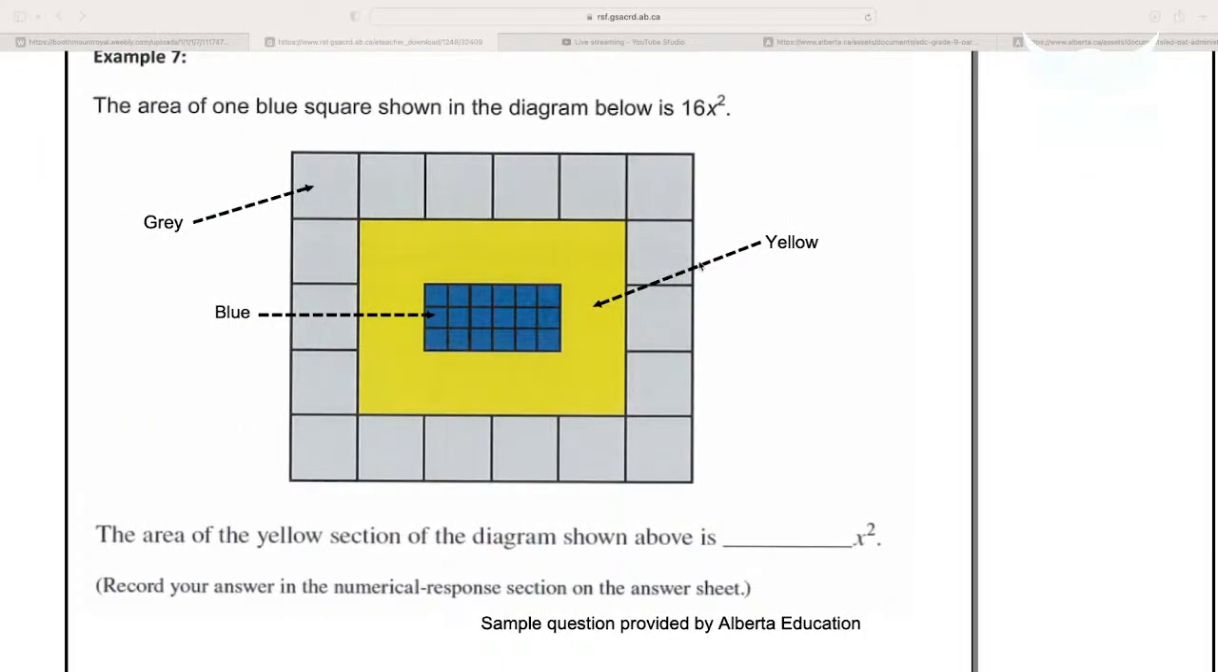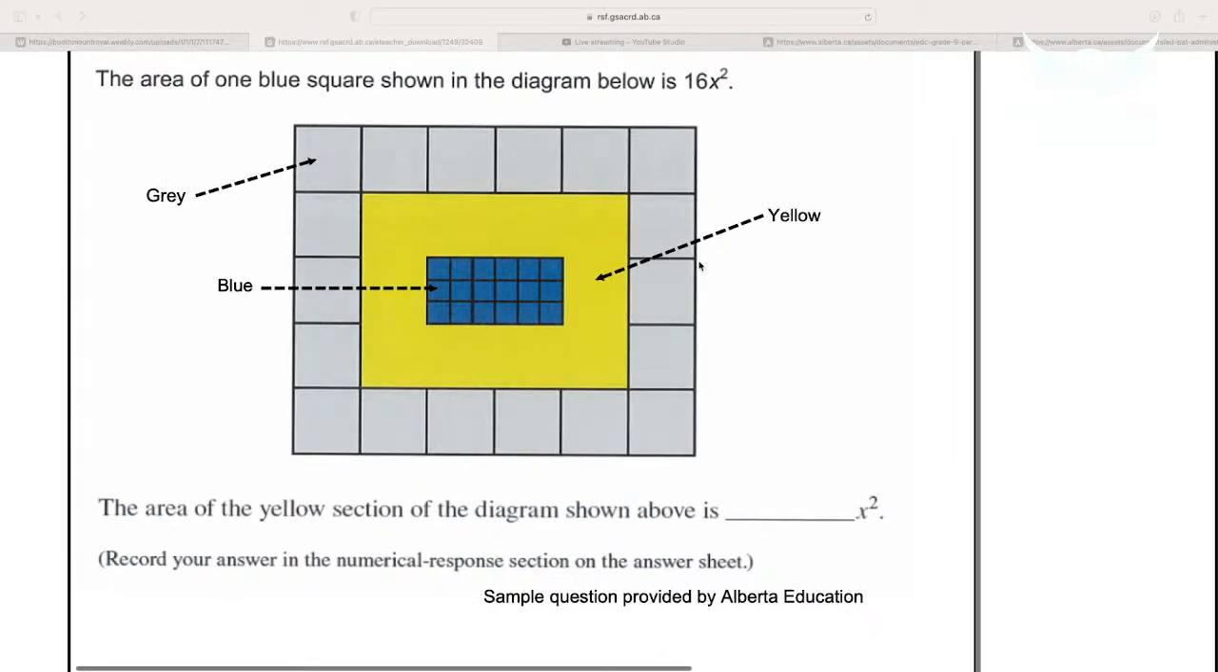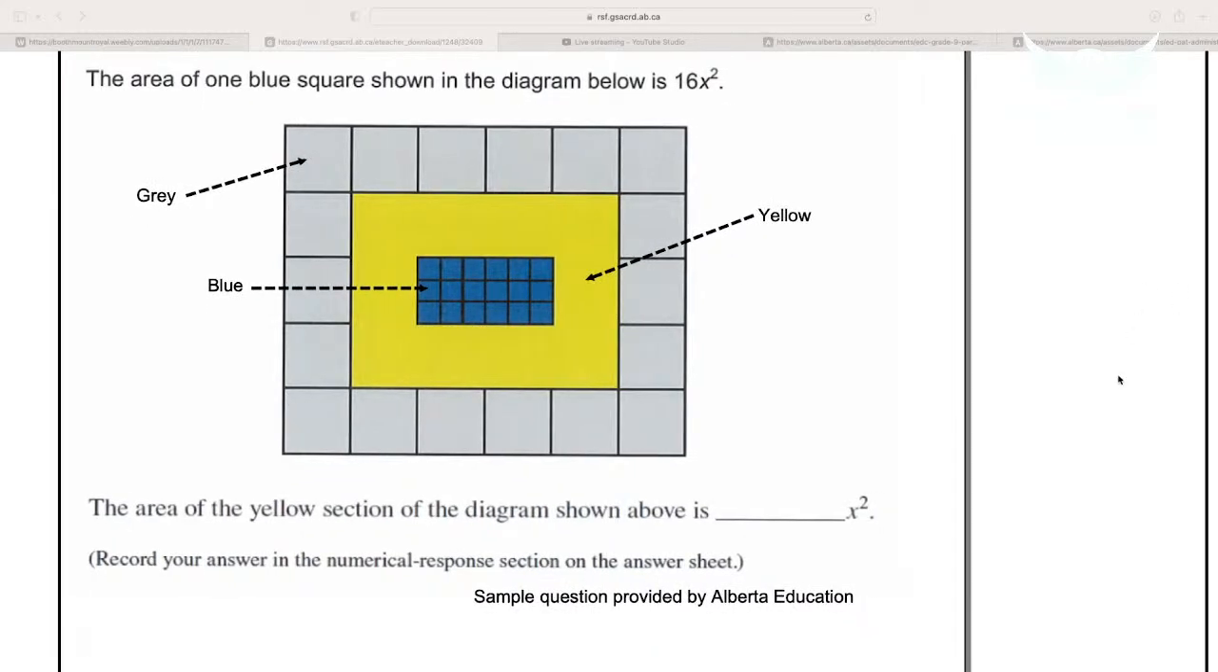The area of one blue square shown in the diagram is 16x the area of the yellow section of the diagram above. Okay.